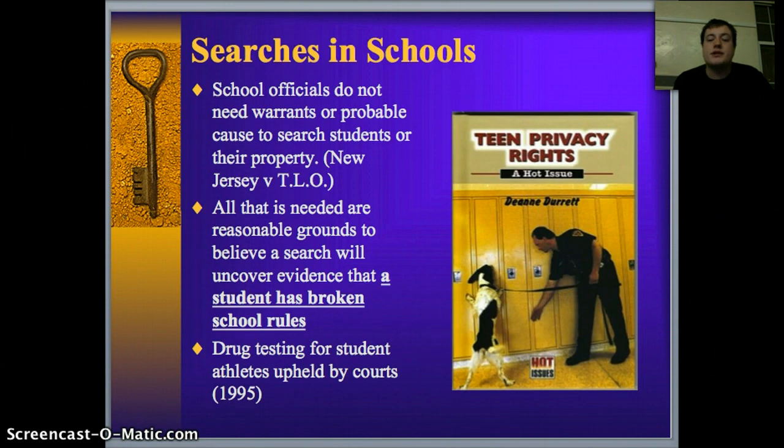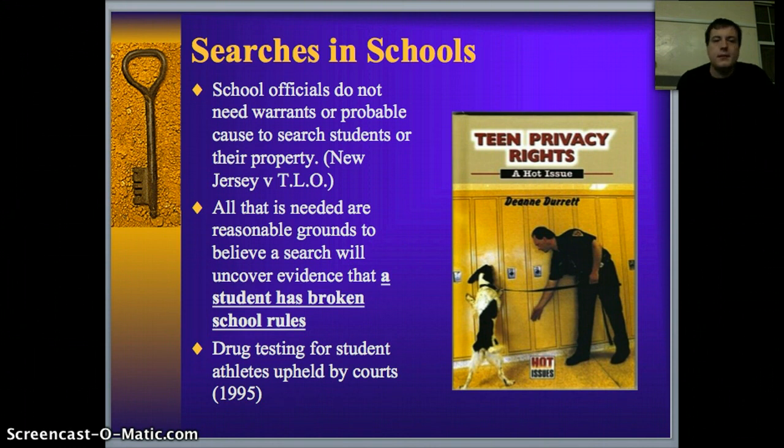Now we think of searches in schools. This is very important for students. In a very important Supreme Court case, this is one you're going to want to know, New Jersey versus T.L.O., it was determined that school officials do not need warrants or probable cause to search students or their property.